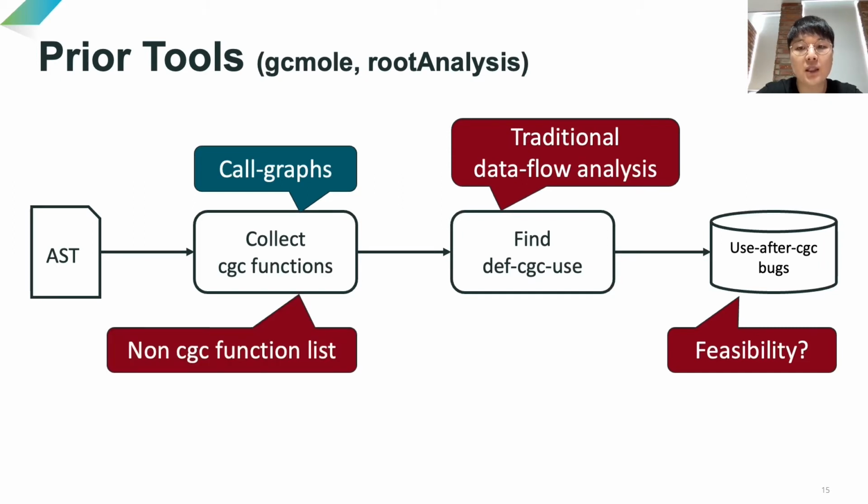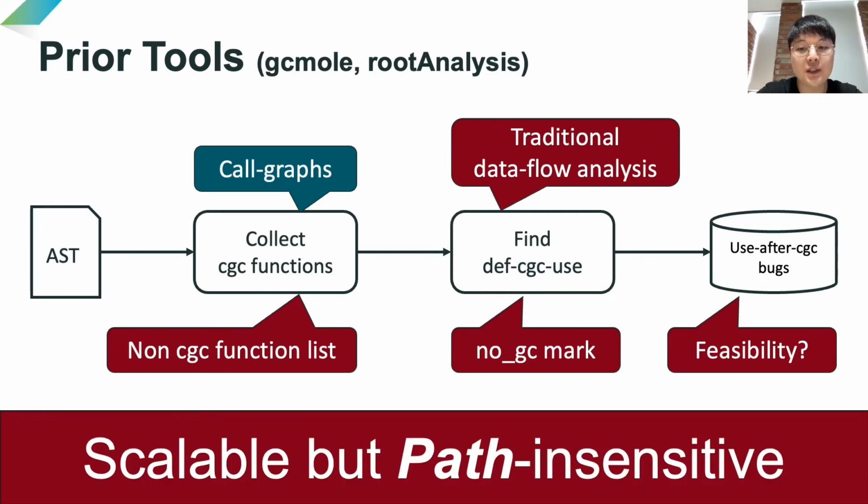To mitigate false positives, they maintain a list of non-compacting-GC functions and filter these out of the list of enumerated compacting-GC functions. They also ignore use pairs that are in the scope of no-GC annotations, which the developers manually add to the source code. These heuristics make the prior tools scalable but path-insensitive.